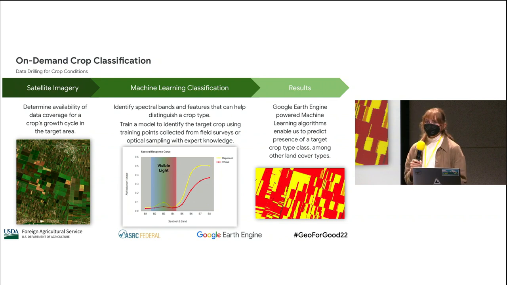The result is a model that indicates where we can predict this particular crop type being grown, which can be used to drill for data regarding the conditions of that crop in particular. And in this context, data drilling refers to taking all these large data sets that we have and filtering them to reveal conditions of one particular crop.